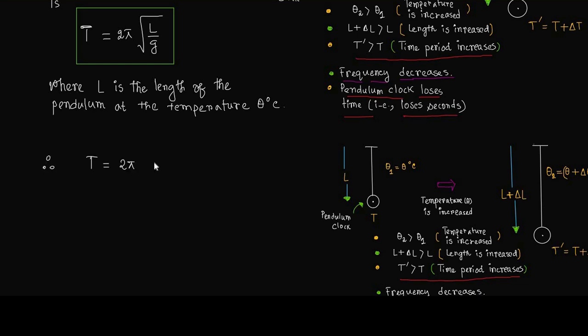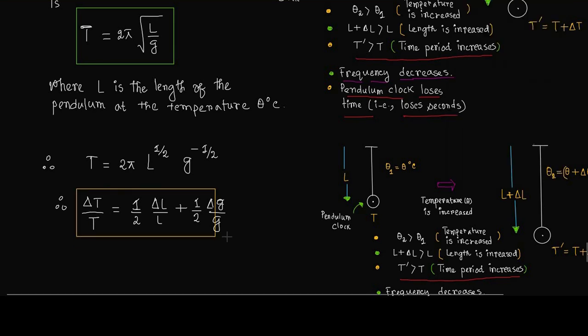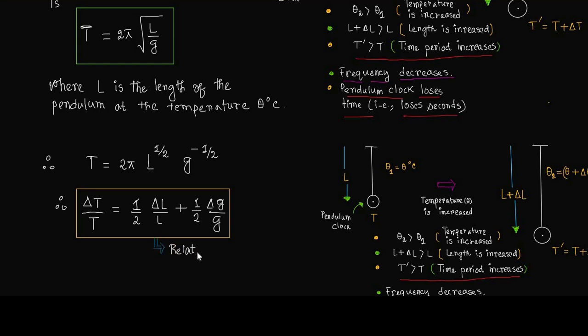Therefore, T can be written as 2 pi L to the power half g to the power minus half. Therefore, delta T by T is equal to half delta L by L plus half delta g by g. That is the relative error in the measurement of time period of the pendulum clock due to change in temperature.